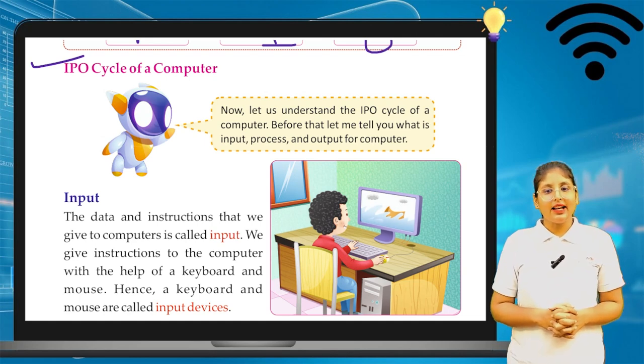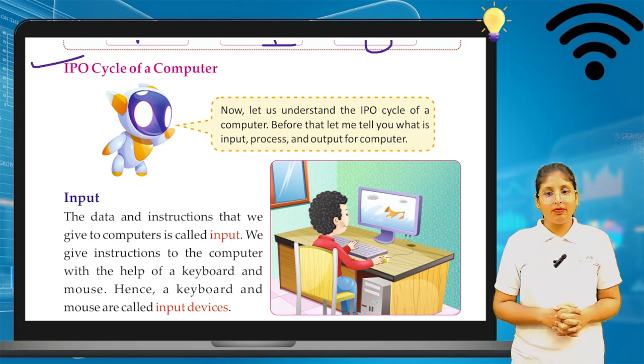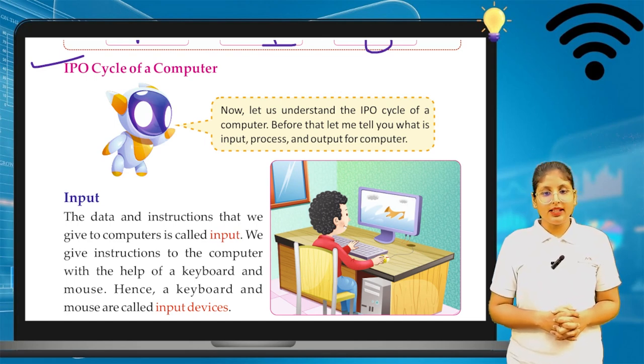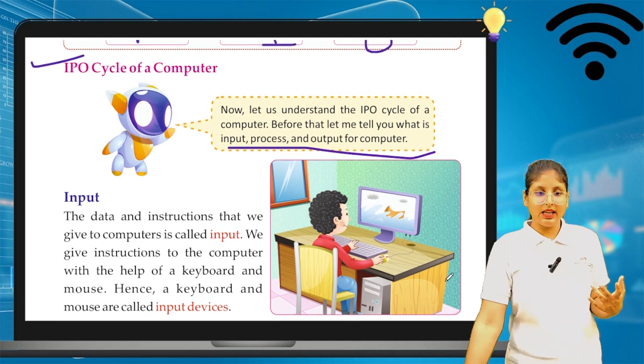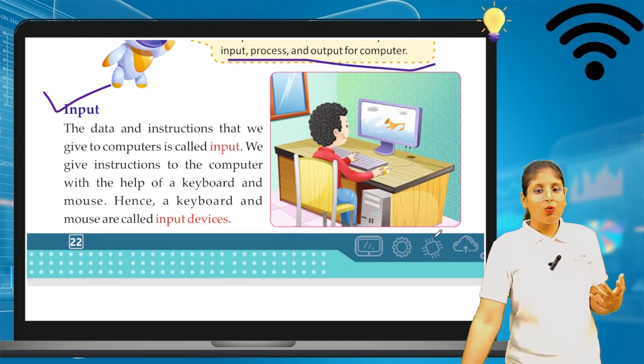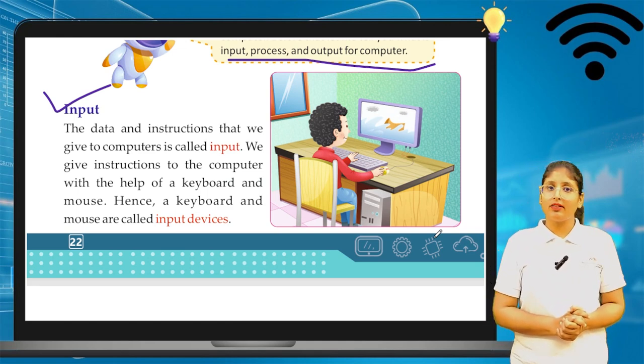Now let us understand the IPO cycle of a computer. Before that, let me tell you what is input, process and output for the computer. Let's see one by one. Input. What is input for the computer? Let's see how we can give input to the computer.